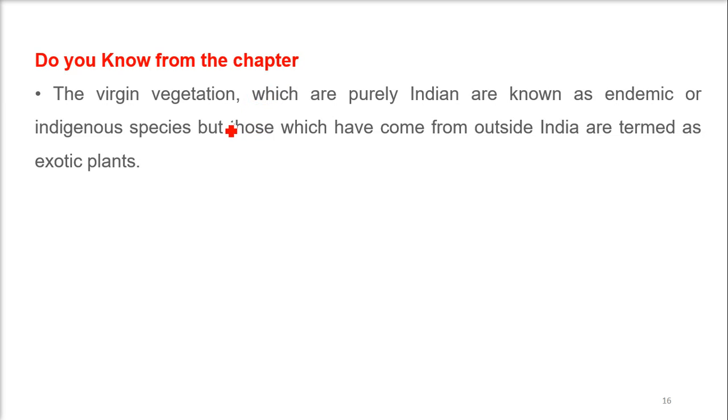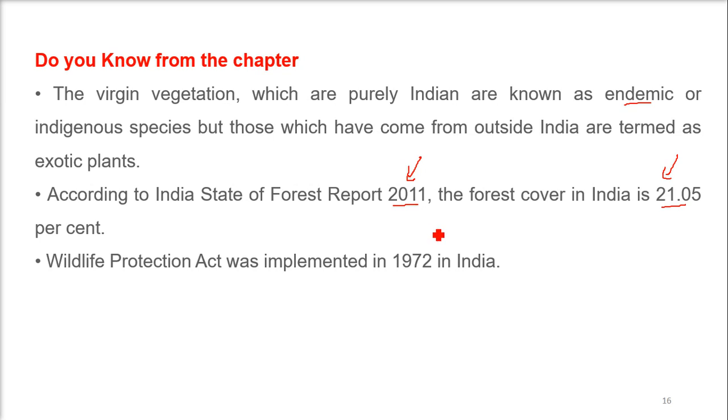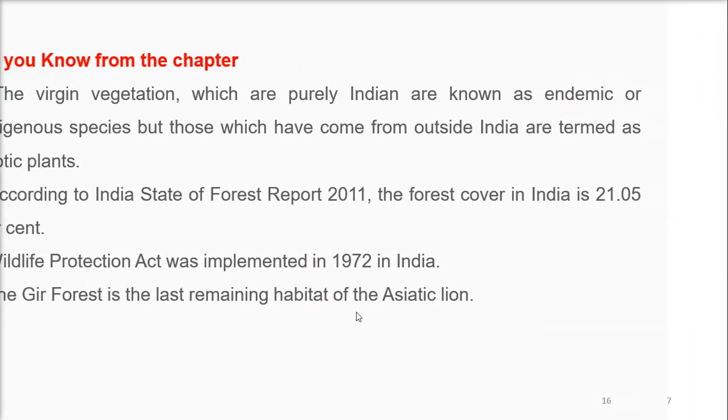So what do we know by this chapter? There are certain things which are given in the blocks, that is the virgin vegetation. What is the virgin vegetation? These are purely Indian, known as endemic or indigenous species, native, desi. But those which have come from outside India are known as exotic plants. And according to the Indian State of Forest Report 2011, the forest cover in India is 21.05% only, and this is really alarming. The Wildlife Protection Act, we have already seen, was implemented in 1972 in India, and the Gir forest is the last remaining habitat of the Asiatic lion.